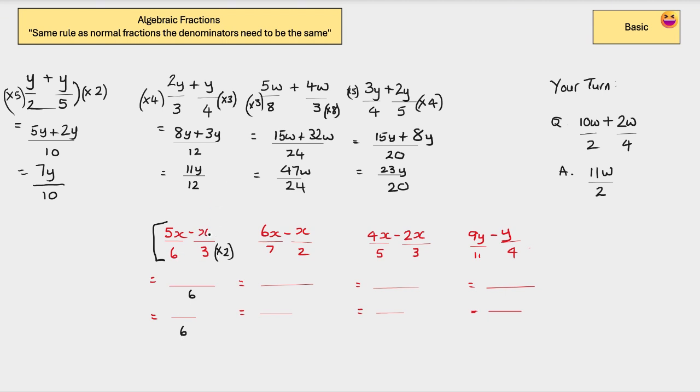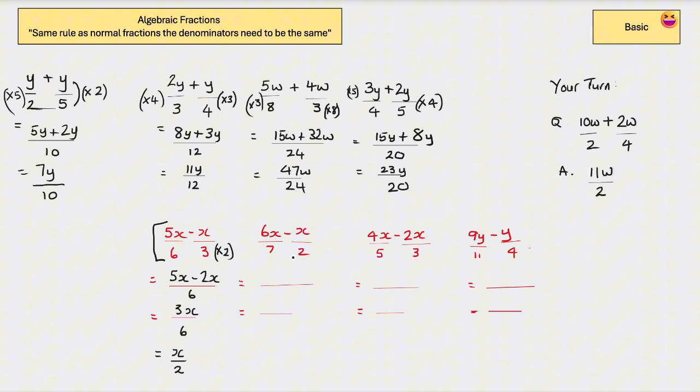So 2 times y, that stays the same, don't need to touch it. 2 times x is minus 2x. So 5x minus 2x is 3x, all over 6. If it asks you to simplify, you can do 3's into 3 goes 1, so that just leaves x. 3's into 6 go twice. So that would be your simplified answer if asked to simplify.